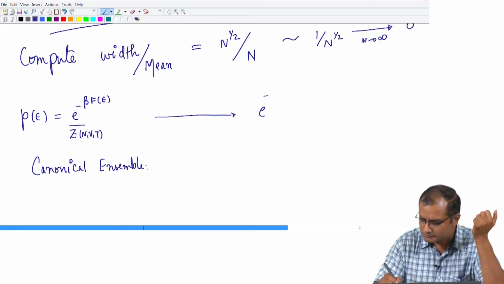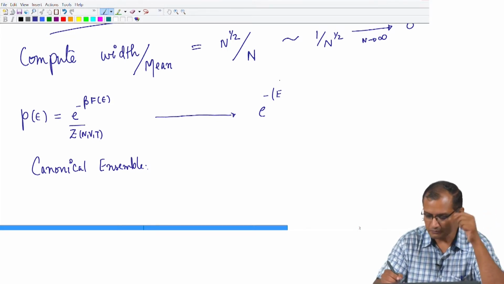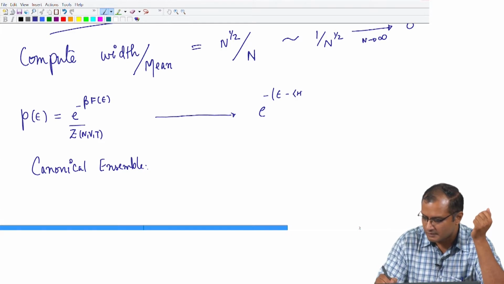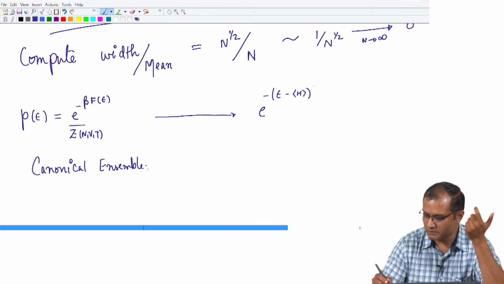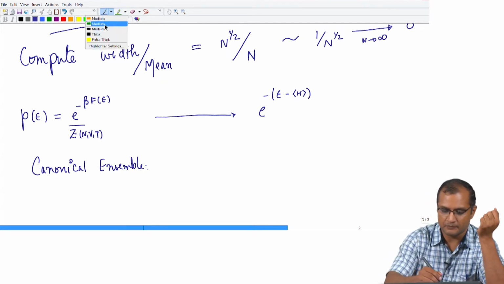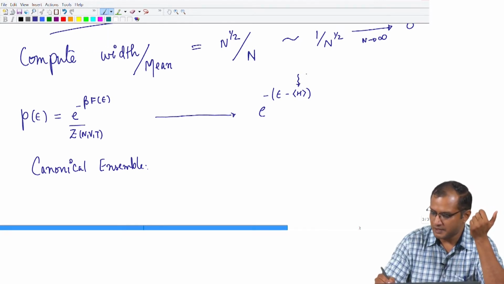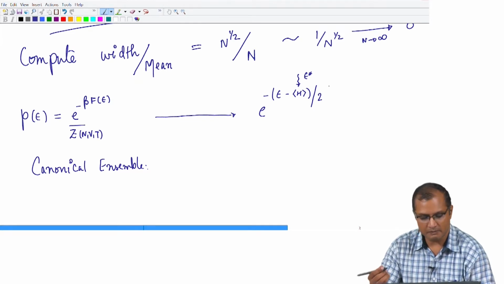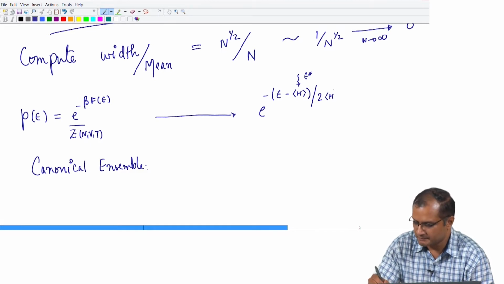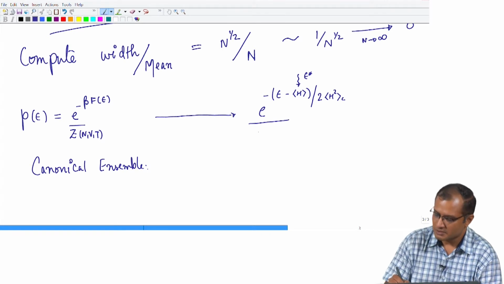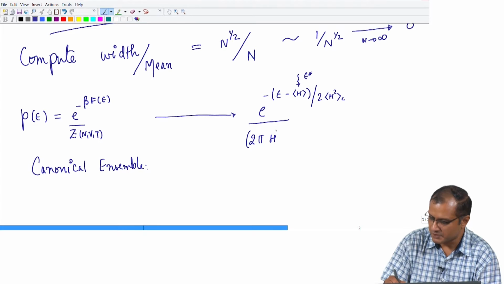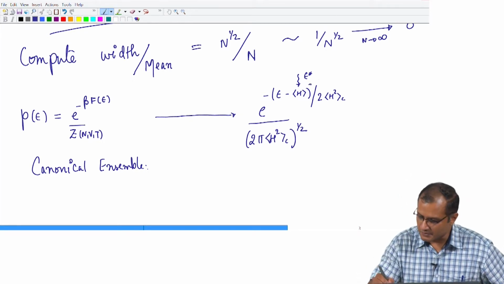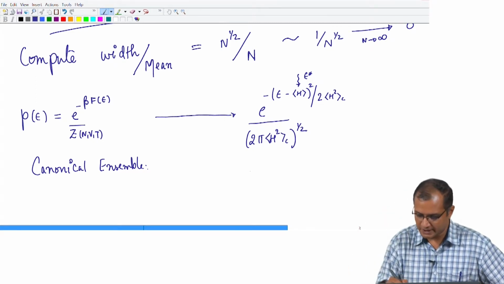So, I am going to write it as e to the power minus (E minus E star) squared divided by twice sigma squared. Now, sigma squared is basically our second cumulant, and I need to normalize this distribution. So, this is the square root of 2 pi sigma squared, and this is a Gaussian distribution, okay. So, this is the canonical ensemble.